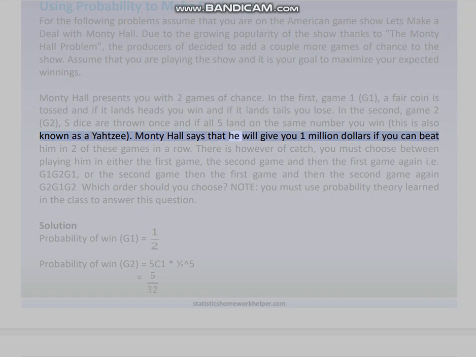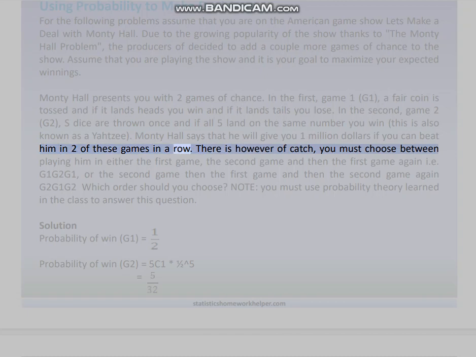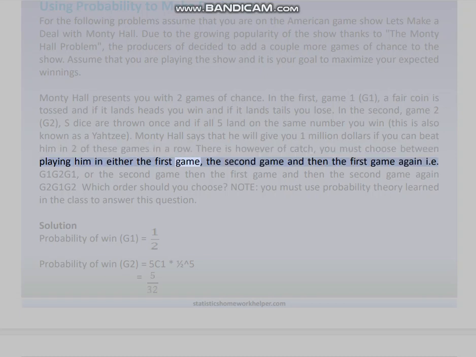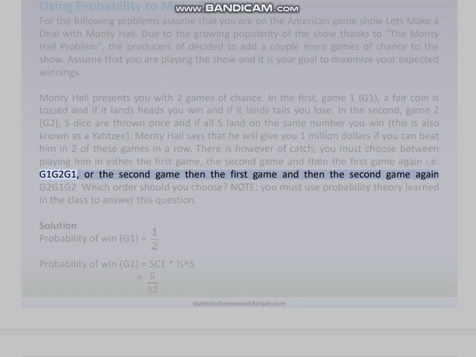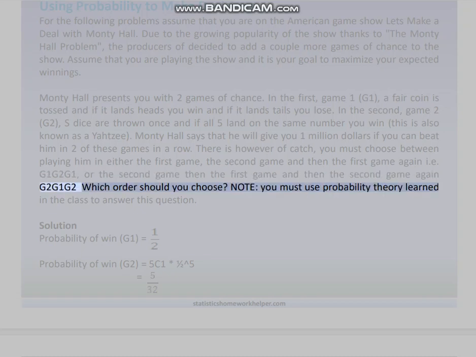Monty Hall says that he will give you $1 million if you can beat him in 2 of these games in a row. There is however a catch. You must choose between playing him in either the first game, the second game and then the first game again, i.e. G1 G2 G1, or the second game, then the first game and then the second game again, G2 G1 G2. Which order should you choose? Note, you must use probability theory learned in the class to answer this question.